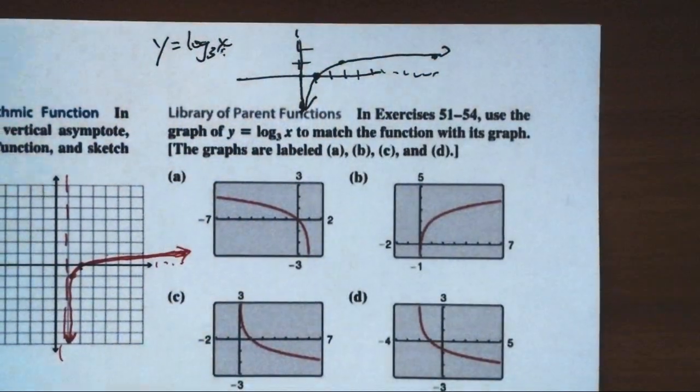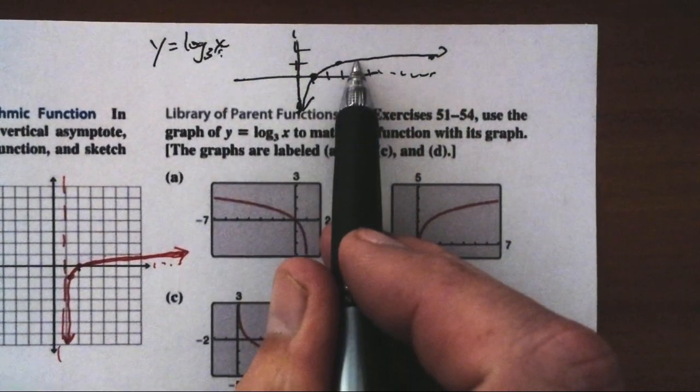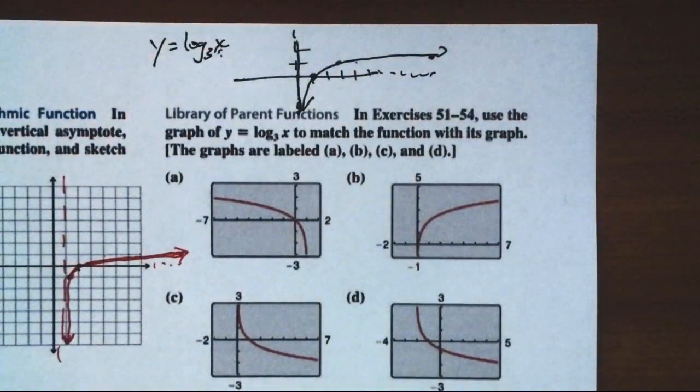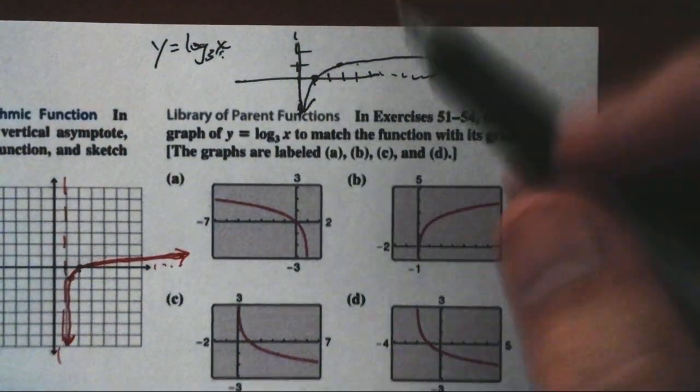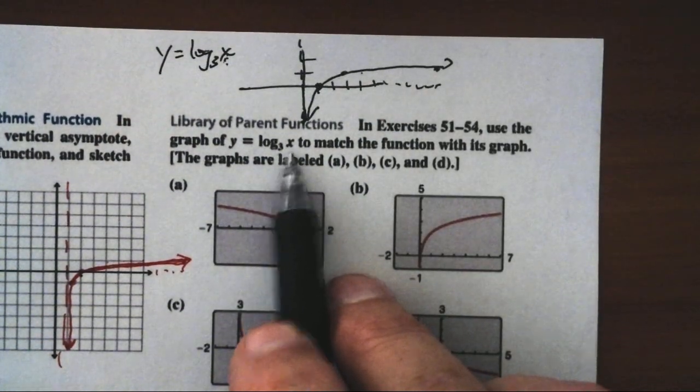That's what a logarithmic graph looks like. That's what log base 4 of x is going to look like. It's just going to take until we get up to 4 to get up to 1. That's what they all look like. So we're supposed to use the graph of y equals log base 3 of x to do a match.